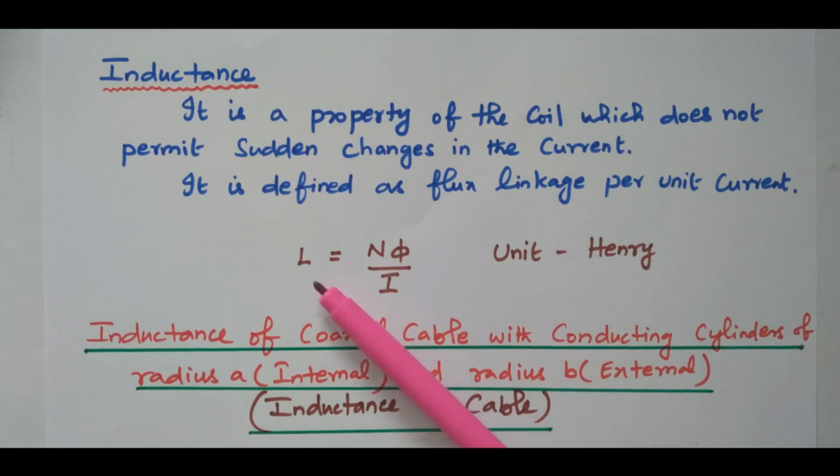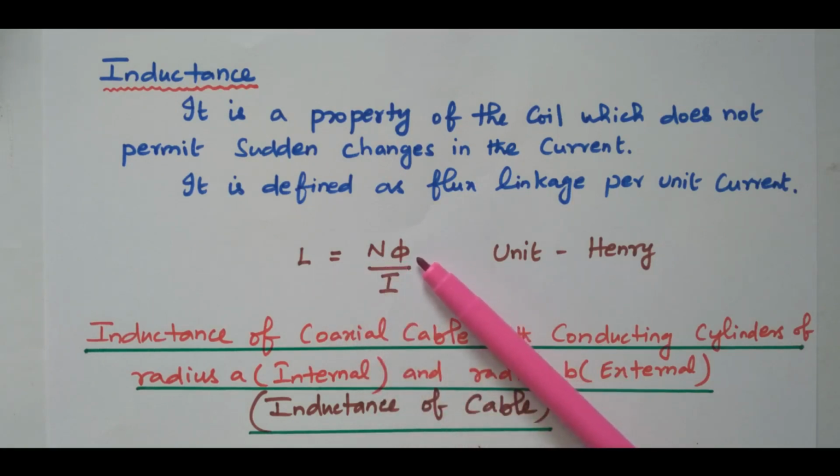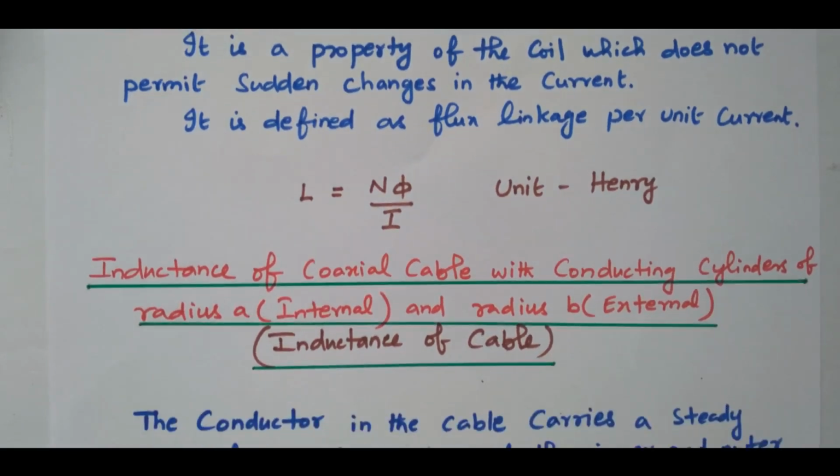So this inductance is based on three parameters: number of turns in the coil, flux linking with the coil, and current flowing through the coil. N phi by I. The unit is Henry. Right? So flux linkage per unit current. Now we'll see the inductance of a coaxial transmission line.